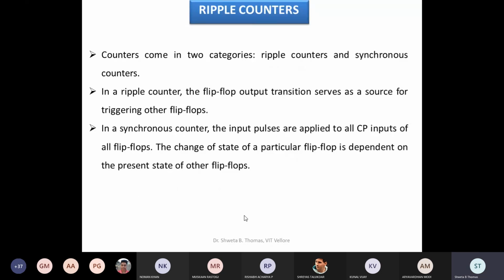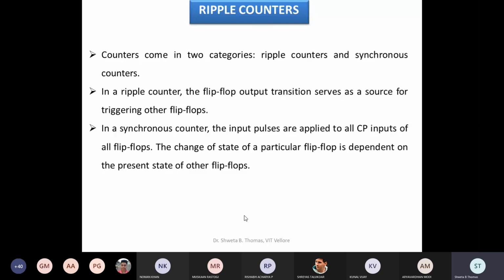Actually, this heading should not be ripple counter here. It should be counter only, for this particular page. If you see the counter, maybe you will have one more category, but as per our syllabus, we have two different types of counter. The first one is the ripple counter, and the second one is the synchronous counter. This ripple counter is also known as the asynchronous counter. So if we say we have two counters, asynchronous and synchronous counter, that will not be wrong. But most of the time, it is called a ripple counter.